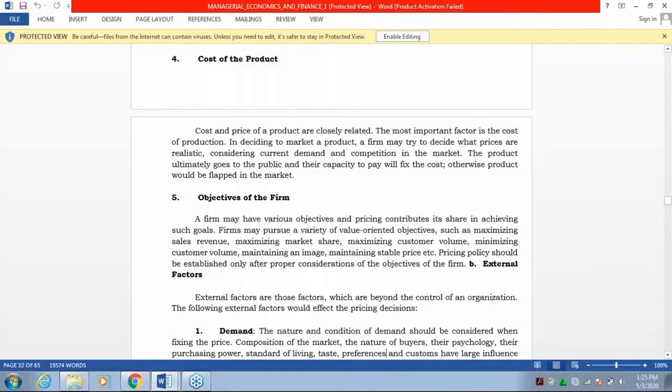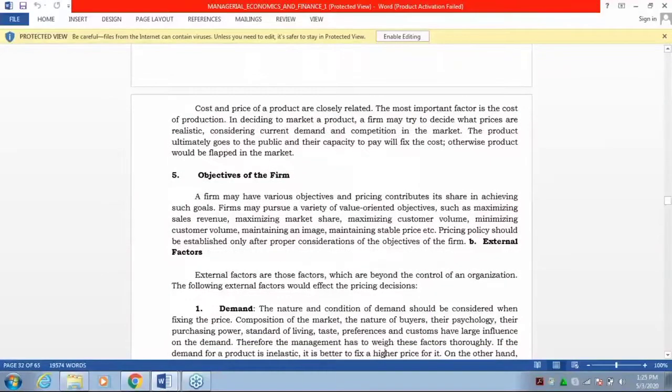Then the objective of the firm. If you are talking of the objective of the firm, most firms or companies are always there to achieve their goals or objectives in one way or the other. So a firm may have various objectives, and pricing contributes its share in achieving that objective. A firm may pursue a variety of value-oriented objectives. We can talk of maximizing sales revenue, maximizing market share, maximizing customer volume, and maximizing the customers' image. So that is the objective of the firm.